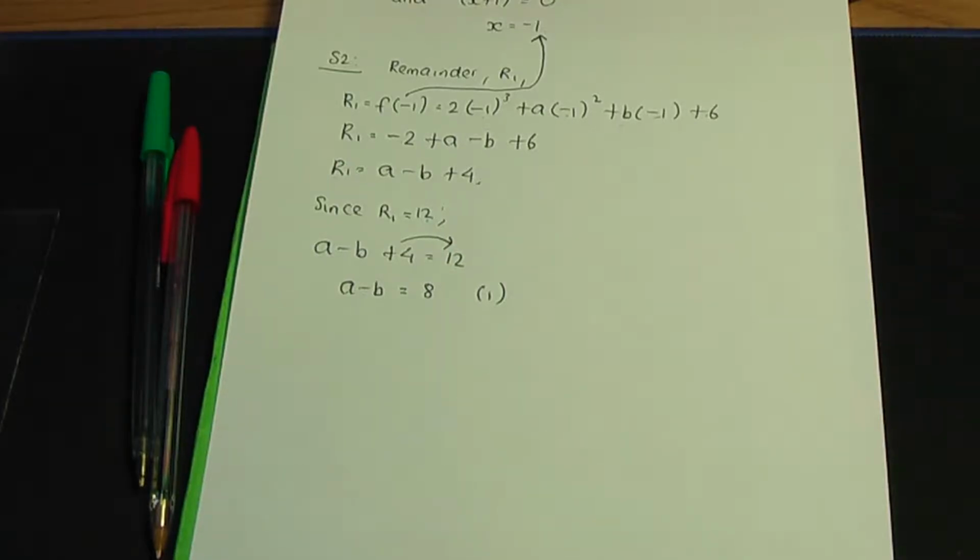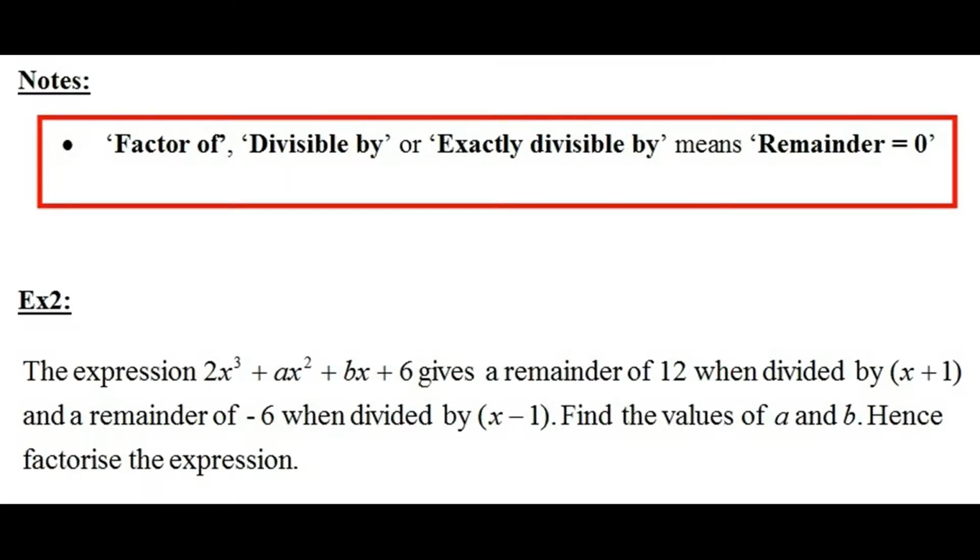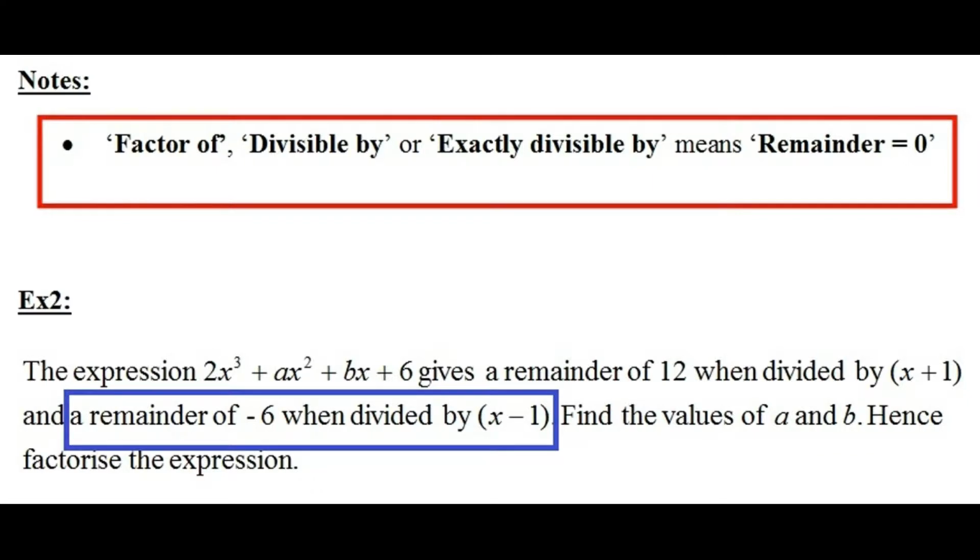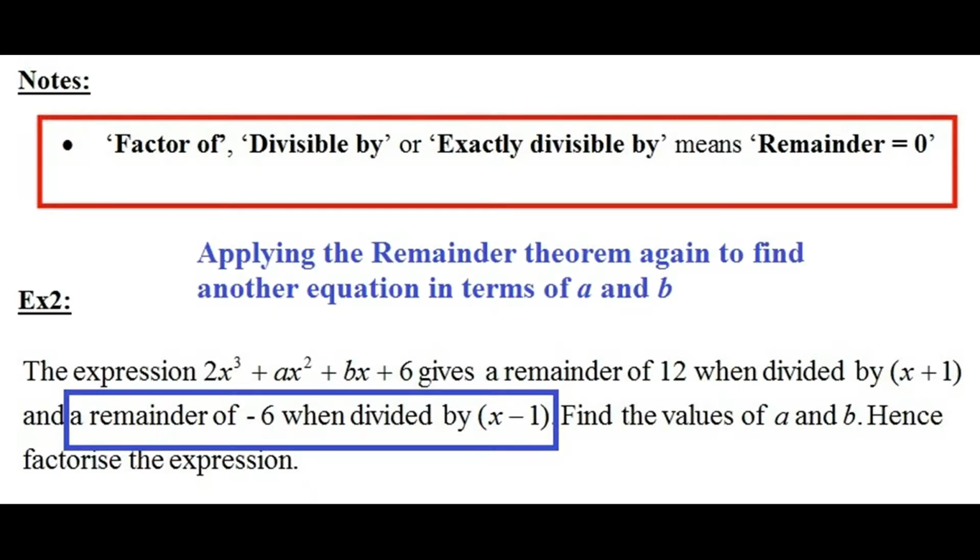So let's go back to the screenshot. In the screenshot, the question continues by saying that the polynomial gives a remainder of minus 6 when divided by x minus 1. Okay, so let's repeat similar steps to find another equation in terms of a and b for when this polynomial is divided by x minus 1, bearing in mind the remainder is minus 6. So back to the paper and pen.